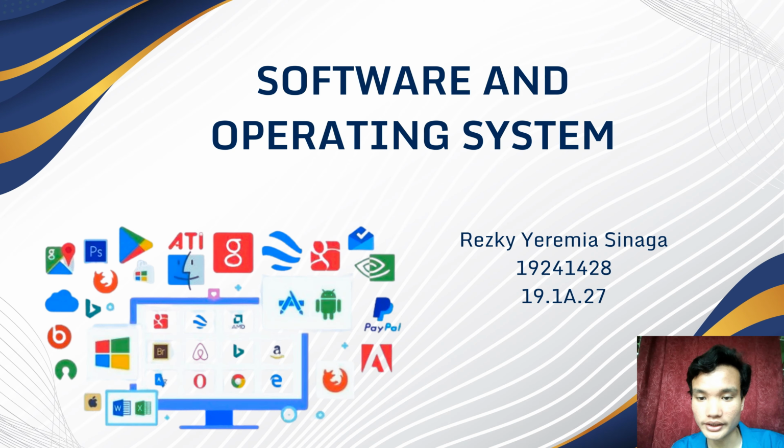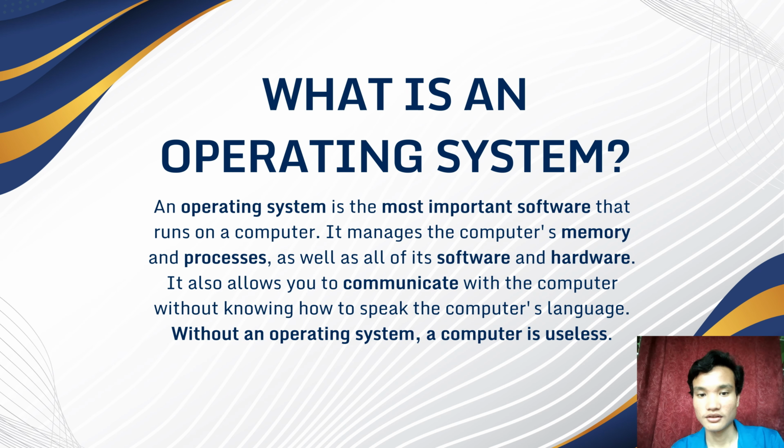Let's continue the topic. And now I'm going to explain about software and operating system. First of all, we have to know what an operating system is. An operating system is the most important software that runs on a computer. It manages the computer's memory and processes, as well as all of its software and hardware. It also allows you to communicate with the computer without knowing how to speak the computer language. Without an operating system, a computer is useless.